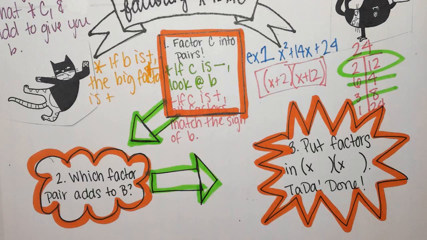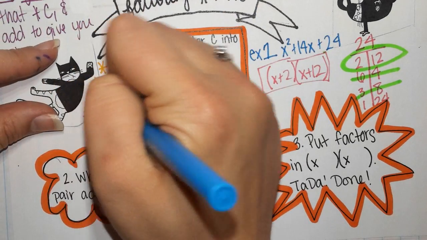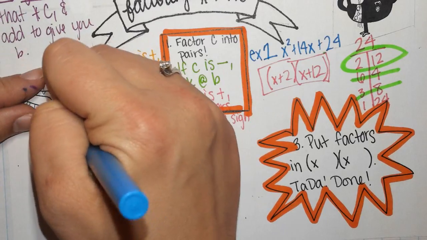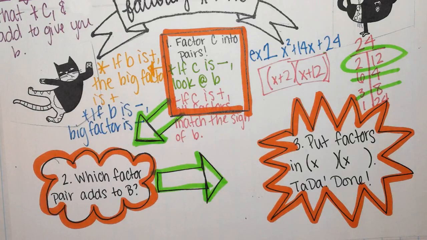Now, we need two numbers that multiply together to give us negative 30. So when we're multiplying, how do we get a negative? What do we have to multiply together? A negative and a positive. So if b is positive, your big factor has to be positive, because you have to add to get that, right? So if b is negative, what does your big factor have to be? Negative. So if b is negative, the big factor is negative.